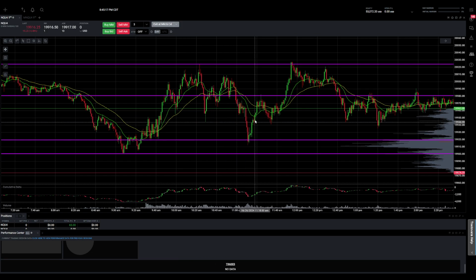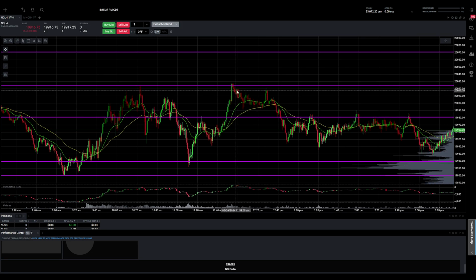And then eventually, as we're getting closer to the other reference point around 19980s, you can see that it rejected off that level from where I was talking about before. And then we swung back below. And then eventually, after we broke above that, this would have been a good entry for going long to actually retest the high of 20,020s.